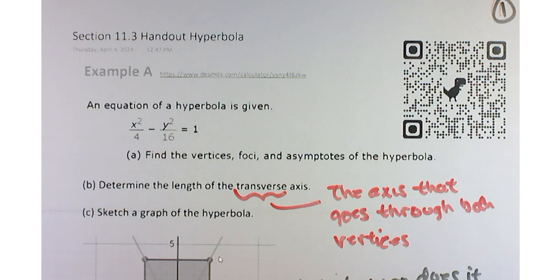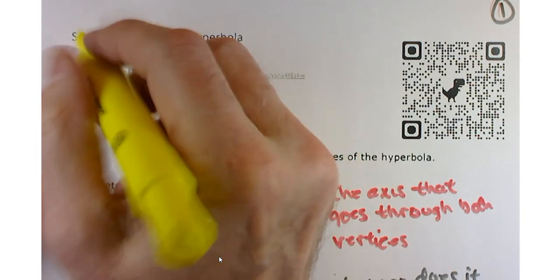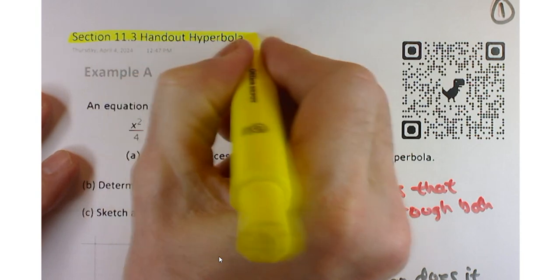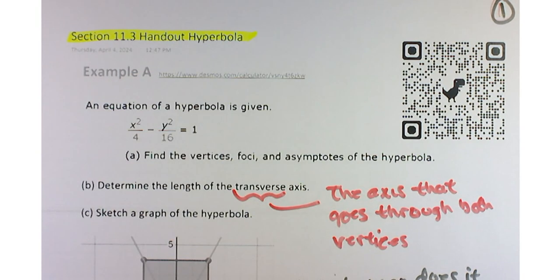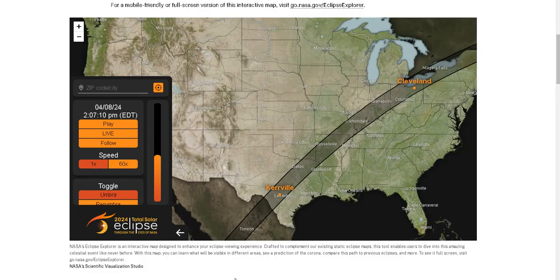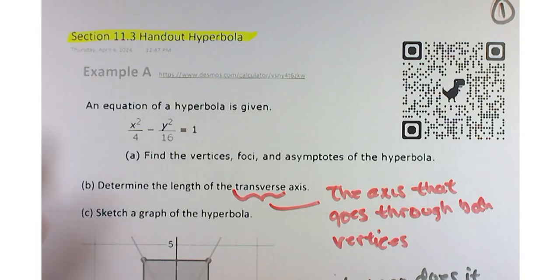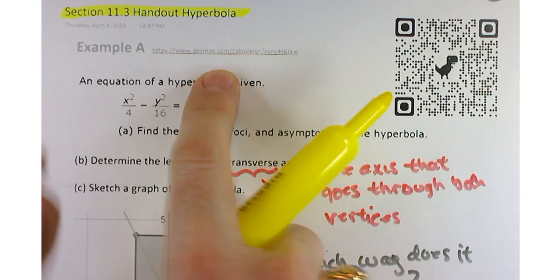Welcome to section 11.3. We're going to discuss hyperbolas. And let's call this section 11.3, I don't know, Lunar Eclipse Edition. Handouts are on D2L, so you can follow along with those there, along with the links here as well.